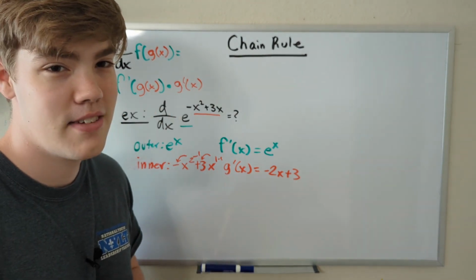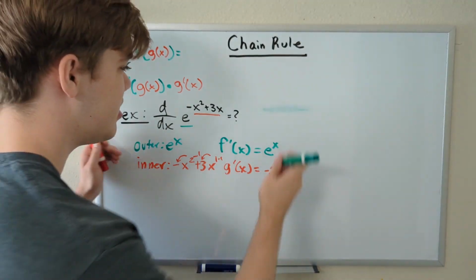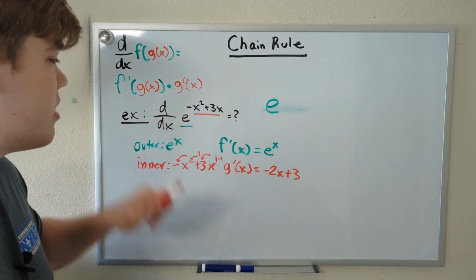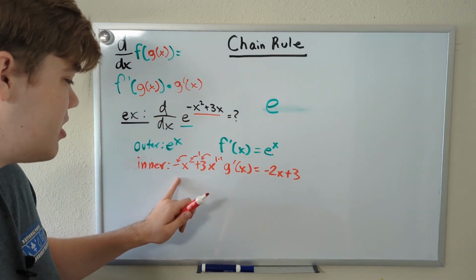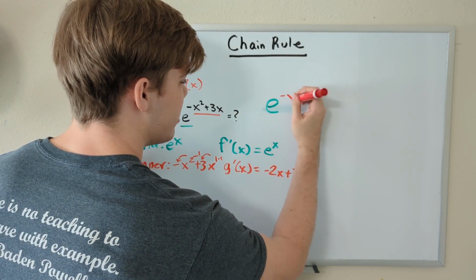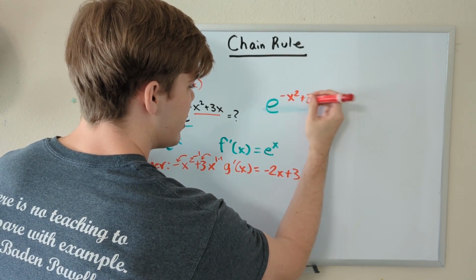This starts to get repetitive really fast. So our f prime of x is just e to the x. So we're going to put e here, but remember, we need to plug in g of x for wherever x is. So we just need to plug in this inner function back up there. So this is equal to e to the negative x squared plus 3x.